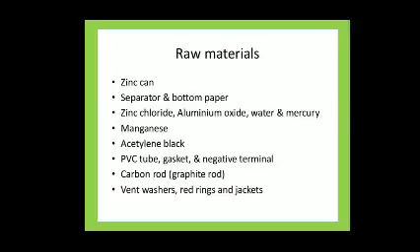The dry cell uses a zinc container, separator, and bottom paper, zinc chloride, aluminum oxide, water, mercury, manganese, acetylene black, PVC tube, gasket, negative terminal, carbon rod, vent washers, red rings, and jackets.